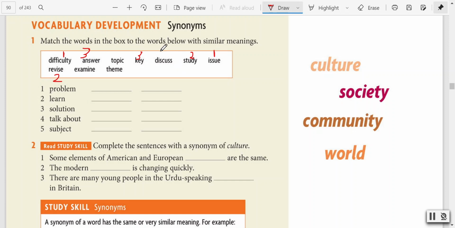Examine. And the last one, subject. For subject, it means topic, the topic that we have, and also theme. Same meaning as subject.